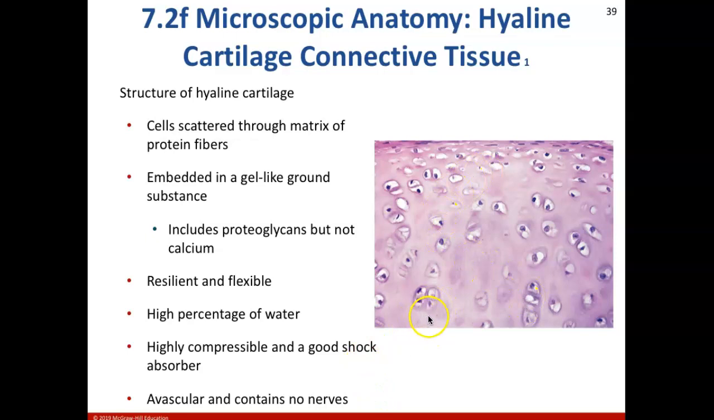It has a high percentage of water, and it's highly compressible and a good shock absorber, which is why we see it at the end of our long bones. Notice, though, how cartilage is avascular, meaning we're not going to see blood vessels here. Instead, nutrients will diffuse into the cartilage from surrounding tissues like our bone. And we're also not going to have nerves here in our cartilage either.